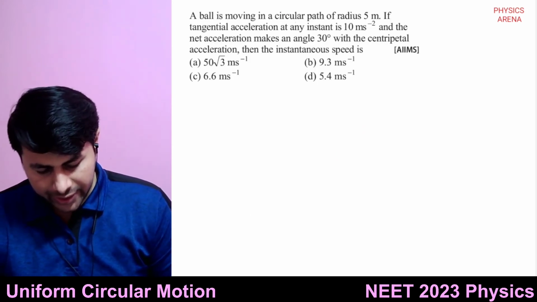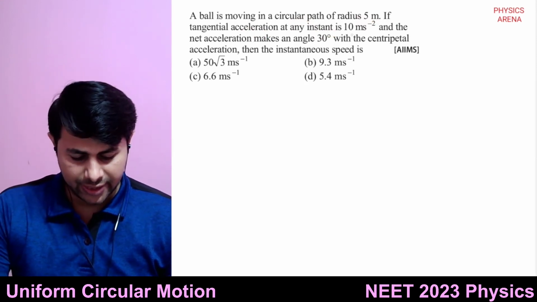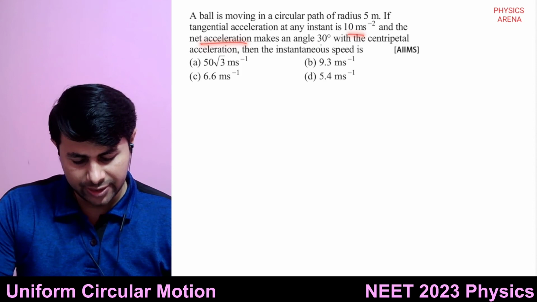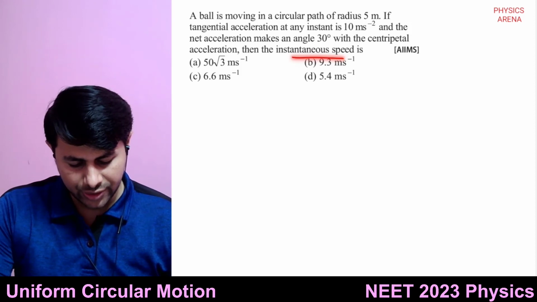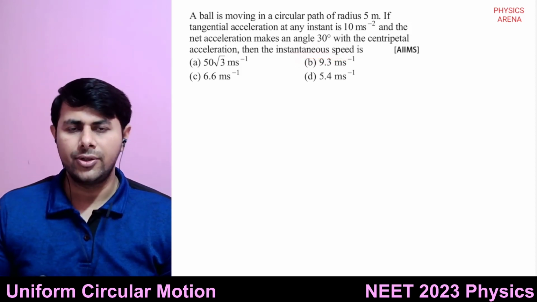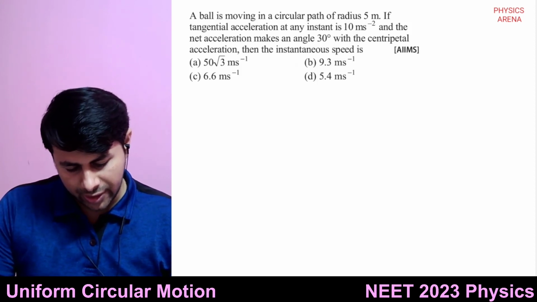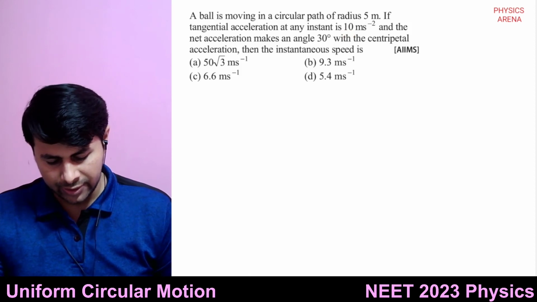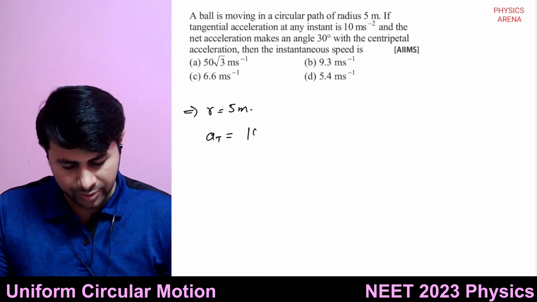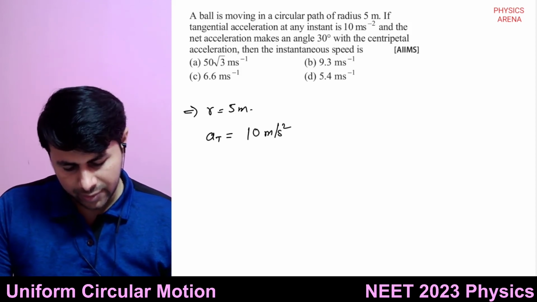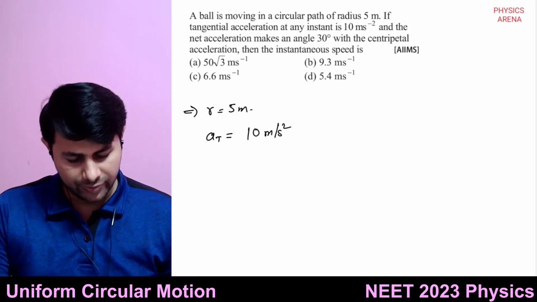So a ball is moving in a circular path of radius 5 meters. Tangential acceleration at any instant is 10 meters per second squared, and net acceleration makes an angle of 30 degrees with the centripetal acceleration. Then the instantaneous speed is. This is similar to one question that we had seen. So what is given? Radius r is equal to 5 meters, at is equal to 10 meters per second squared, and the angle between net acceleration and centripetal acceleration is given.